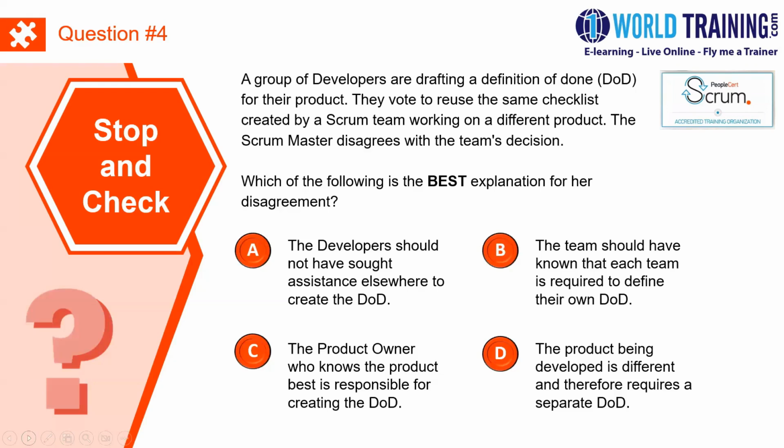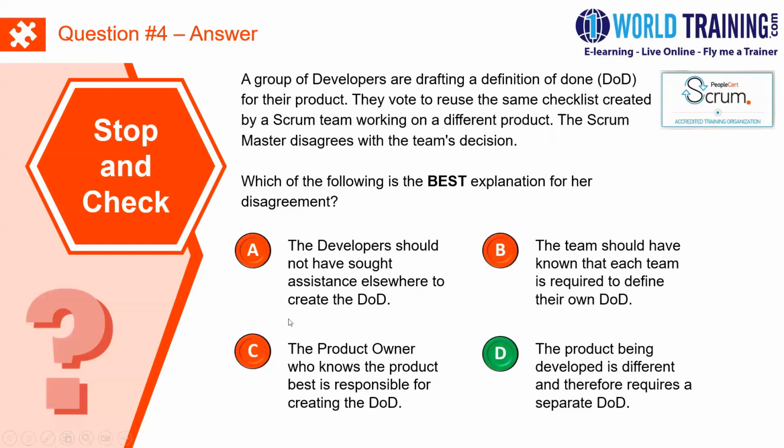Option D, the product being developed is different and therefore requires a separate DoD. Absolutely correct. So let's see whether D is the correct answer. Yes, it should be D. The reason is that when you have a different product and you try to use the same DoD from another product, it will not suffice for the need. Since the product is different, you should always look for a separate DoD, even if you incorporate some of those best practices.